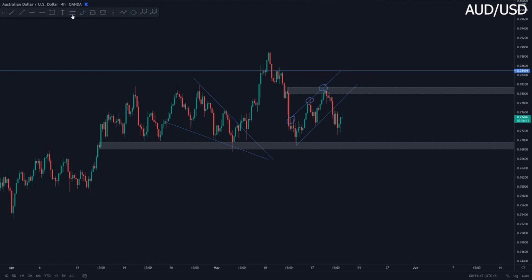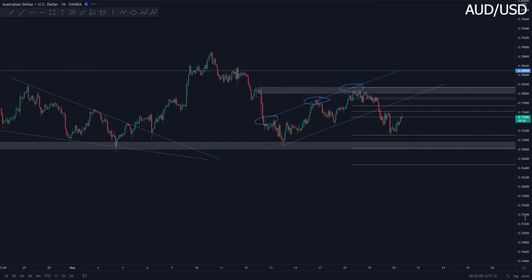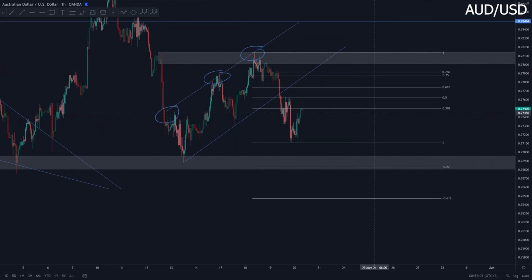So what am I currently waiting for on Aussie dollar? Well, as we can see, with the DXY expected to move higher, we are also expecting Aussie dollar to move back down lower, since we do expect the DXY to become stronger. So if we just quickly look at what the 1 hour is doing at the moment, we can see that we're just beautifully retracing back towards the upside.